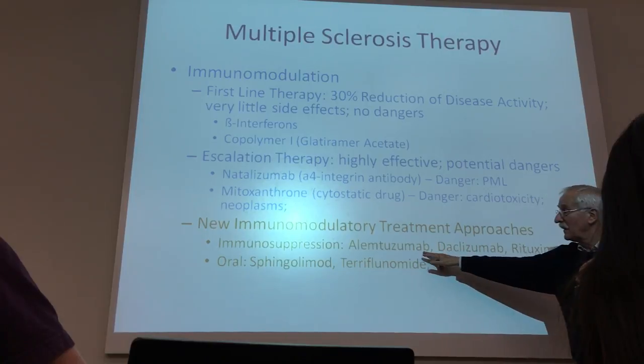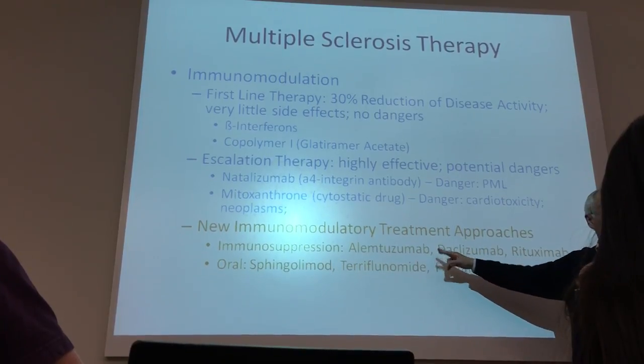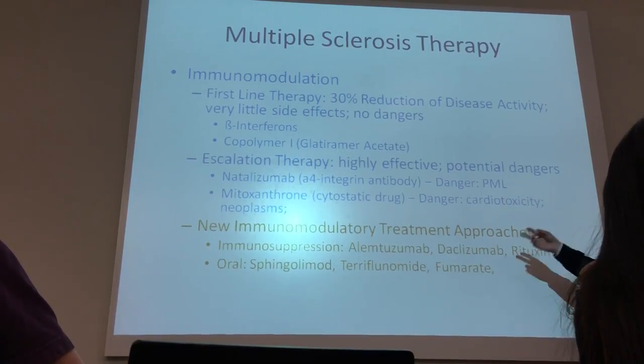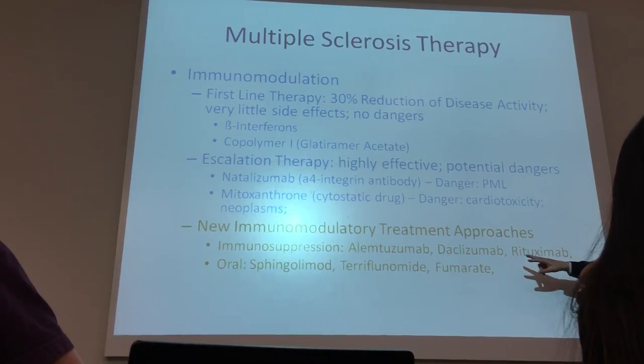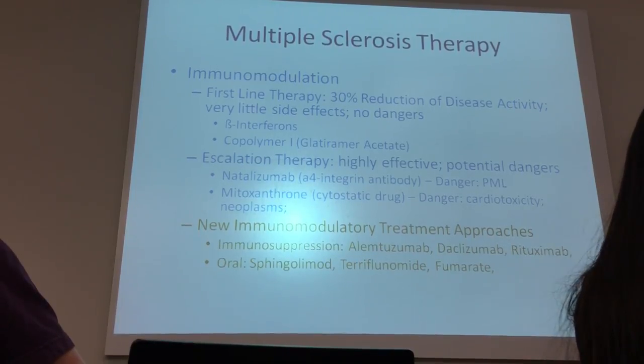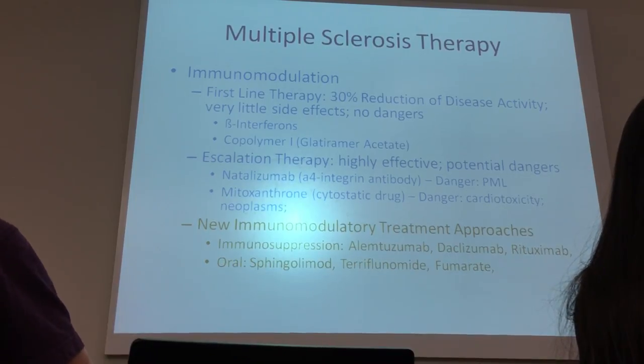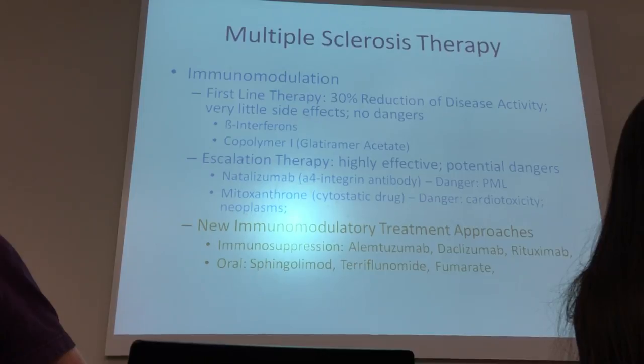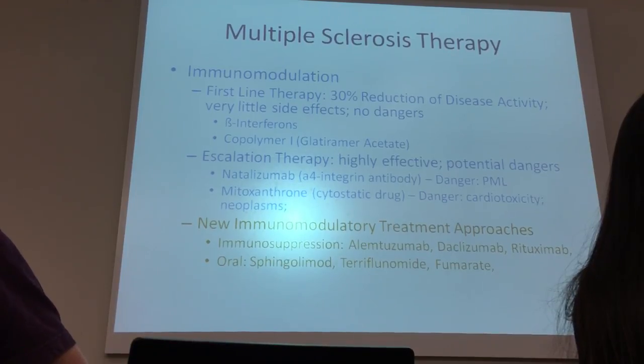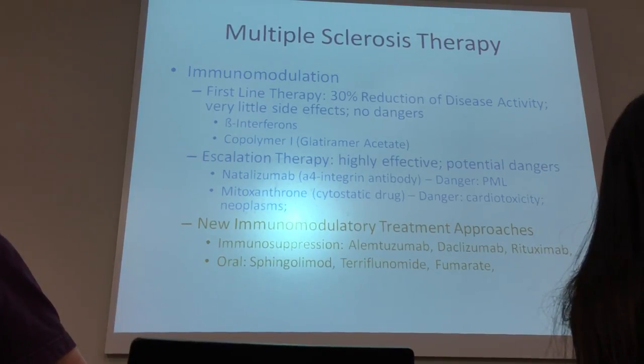We have here the alemtuzumab blocking T and B cells. We have the daclizumab, which is stimulating the NK suppressor cells. We have anti-B cell therapies, and it is quite interesting that it now turns out that the elimination of the B lymphocytes is as effective as any of the other therapies, which suggests that it is not, as we thought for 30 or 40 years, the CD4 T cells which drive the disease, but rather the B cells which drive the disease.